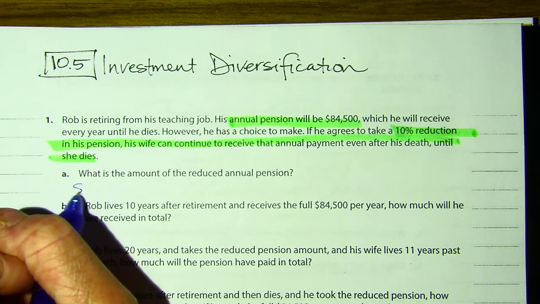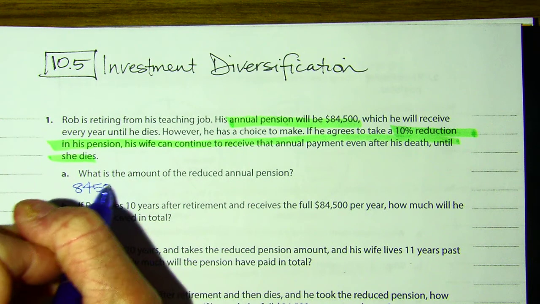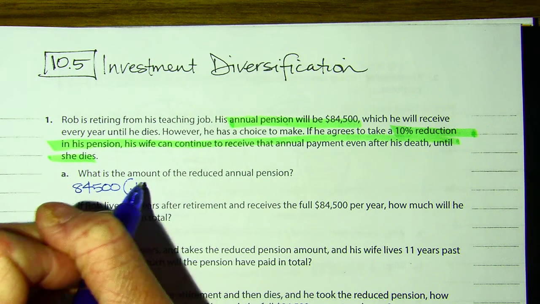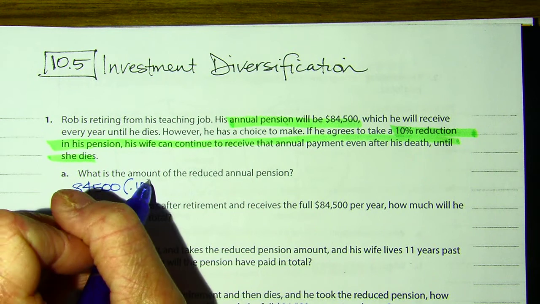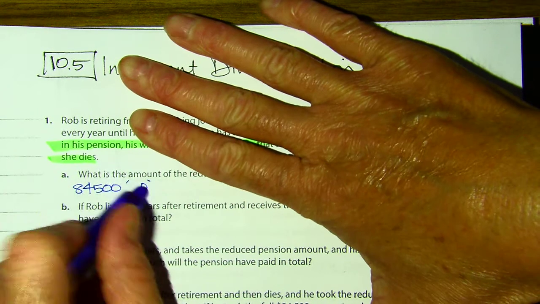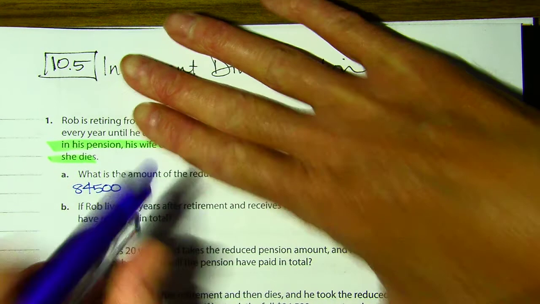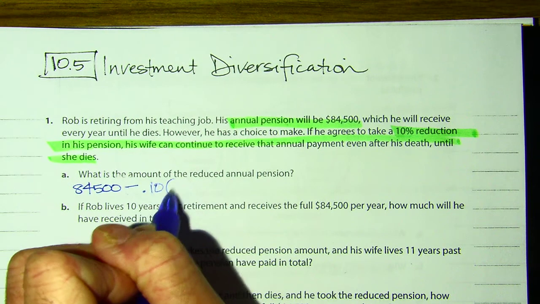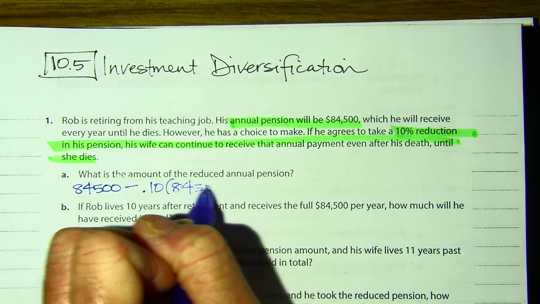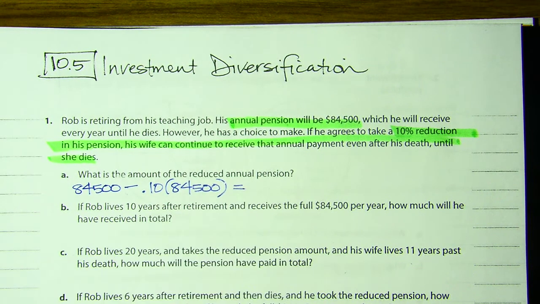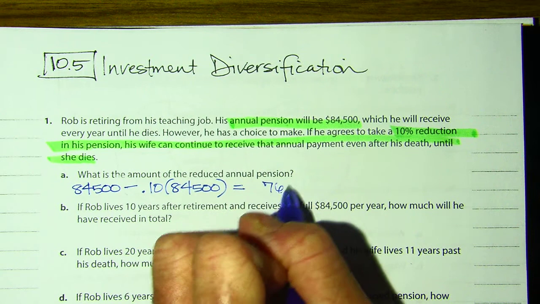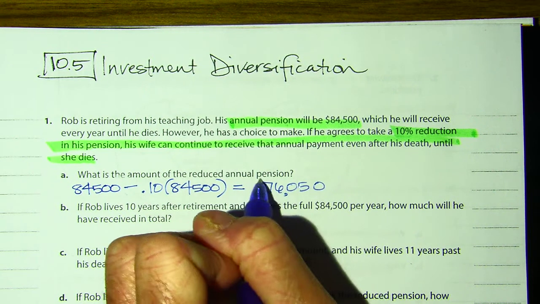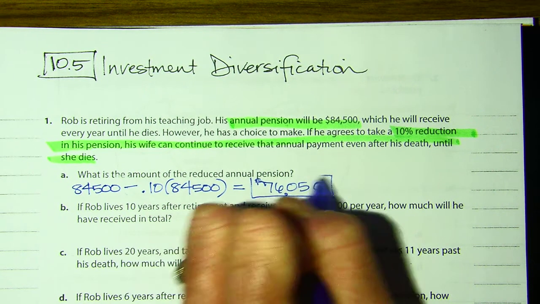So it would be the $84,500 times 10%. Sorry. Let's do it all at once in our calculator. It'd be the original amount minus 10%, so 0.10 times 84,500. And so I get $76,050 because I subtracted 10%.